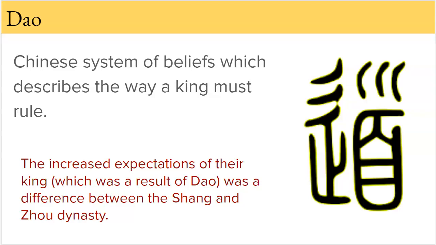Dao is a Chinese system of beliefs which describes the way a king must rule. So this is connected to the mandate of heaven. And the increased expectations of their king, which was a result of Dao, was a difference between the Shang and the Zhou dynasty.